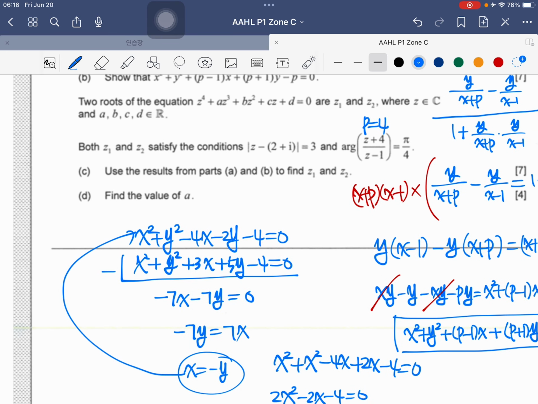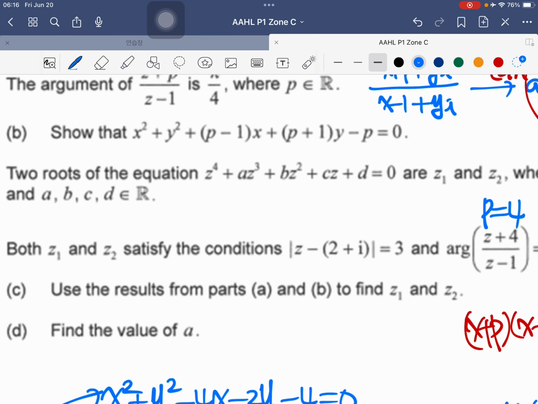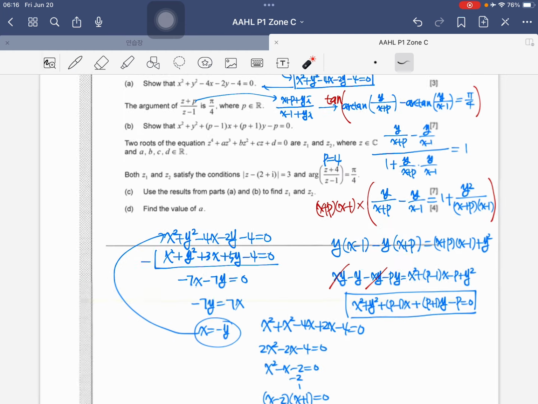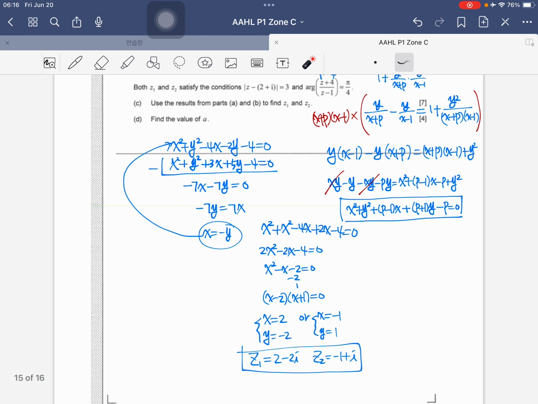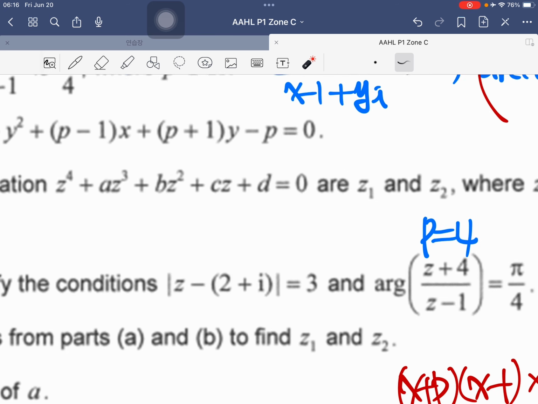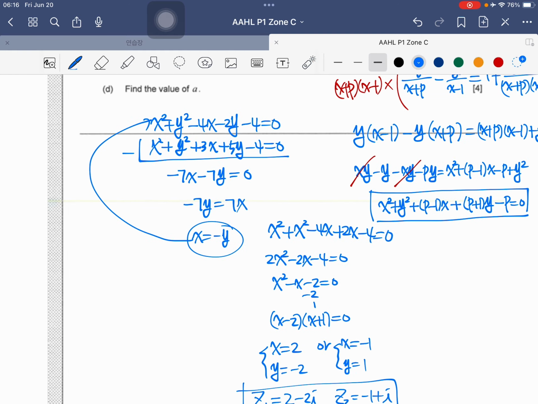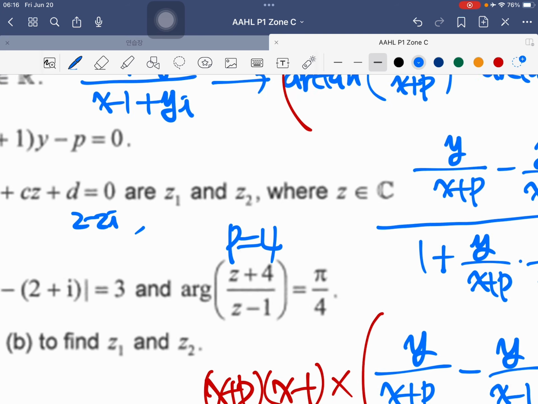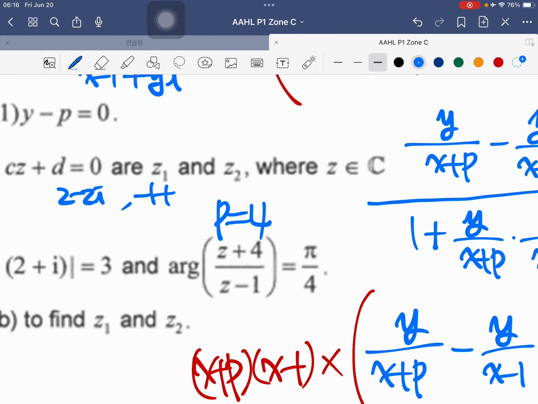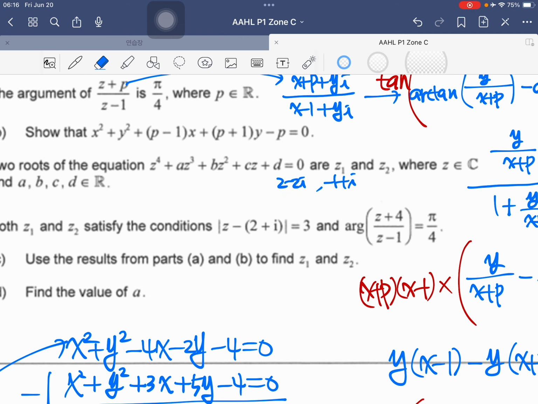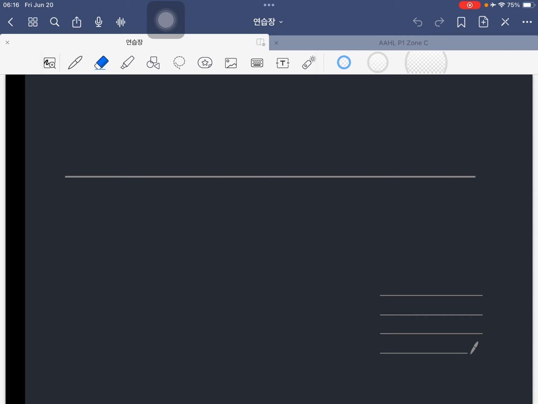Find the value of a. We got z1, z2. So the first root is 2 minus 2i, so the first root of this equation is 2 minus 2i, and the second root of that equation is minus 1 plus i. I'm going to get rid of p equals 4 in this format over here. Okay, there must be 4 roots. We already know two roots of this equation.